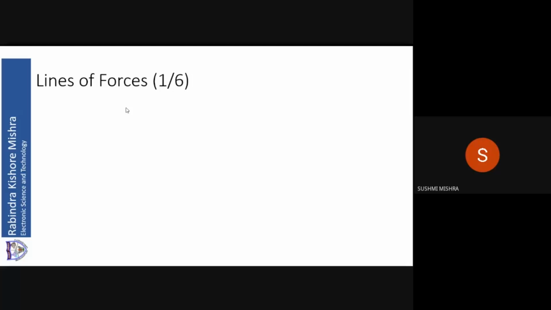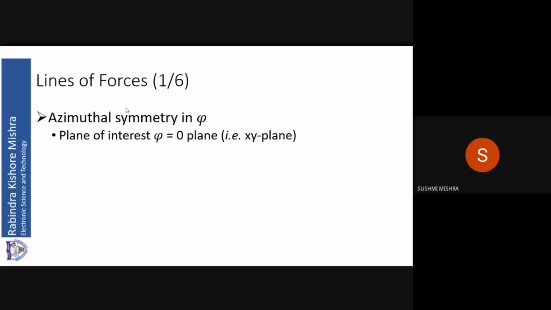Now let us consider what will be the lines of forces. Lines of forces will have azimuthal symmetry in phi. So they are symmetric in phi, and I am not worried about phi because it has azimuthal symmetry. My plane of interest will be phi equal to 0, that is the xy plane. In the xy plane, I will find out how the lines of forces will appear.